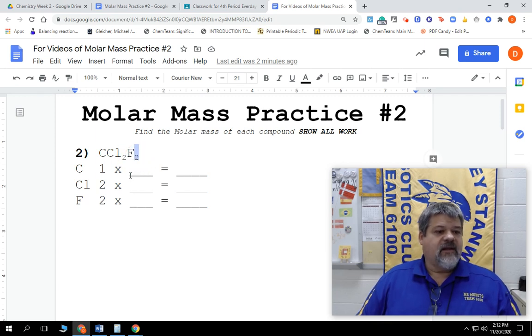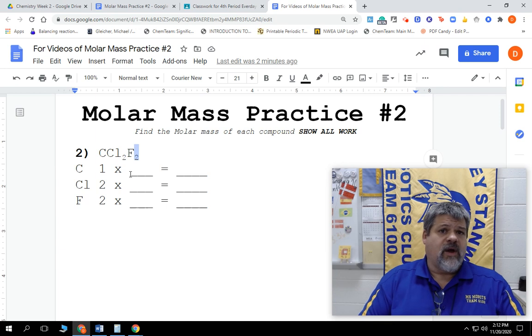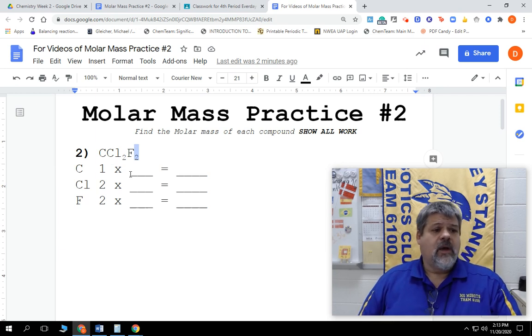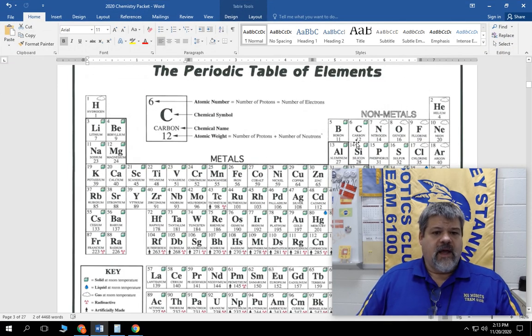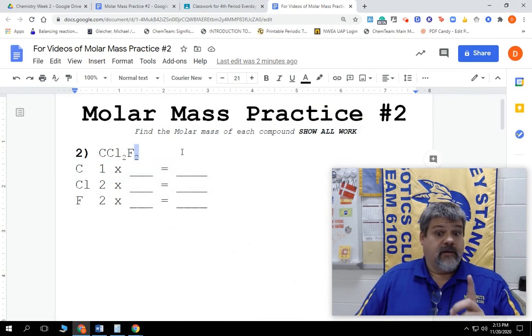Now when we figure out molar mass, we have to figure out what is the molar mass of each element in the compound and how many of those elements do we have. So we put down how many we have of each one, but we have to figure out the molar mass of each one, which is also equal to the atomic weight. So how to figure that out? We go to our periodic table. So we had carbon, which is 12, chlorine, which is 35, and fluorine, which is 19. Had a hard time remembering that fluorine.